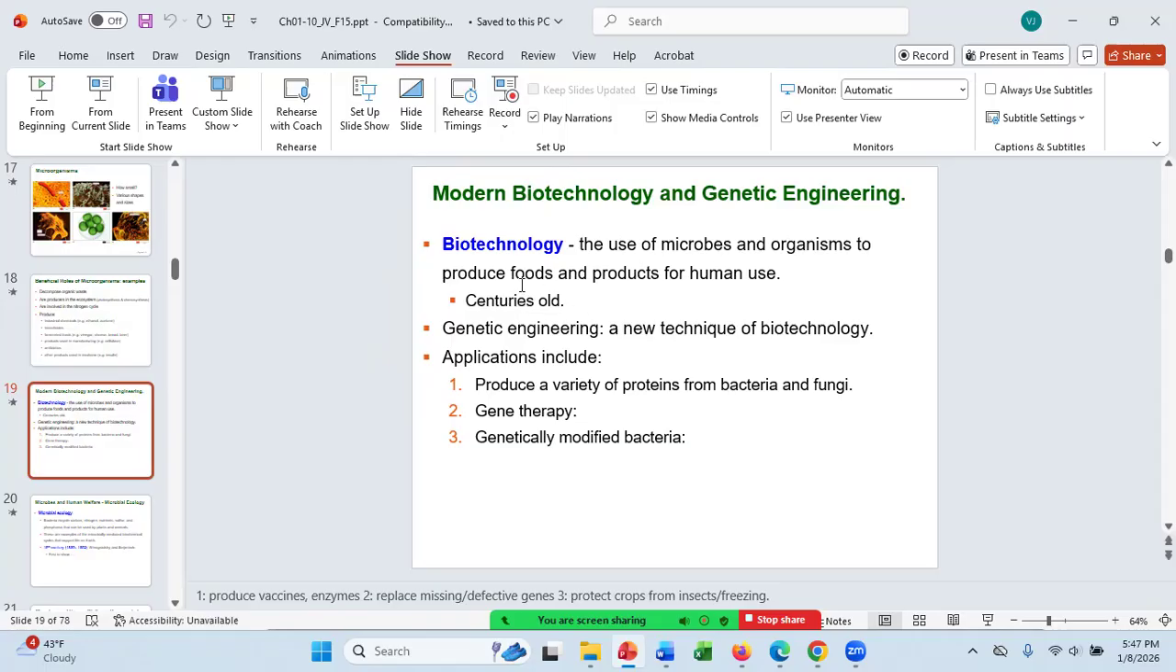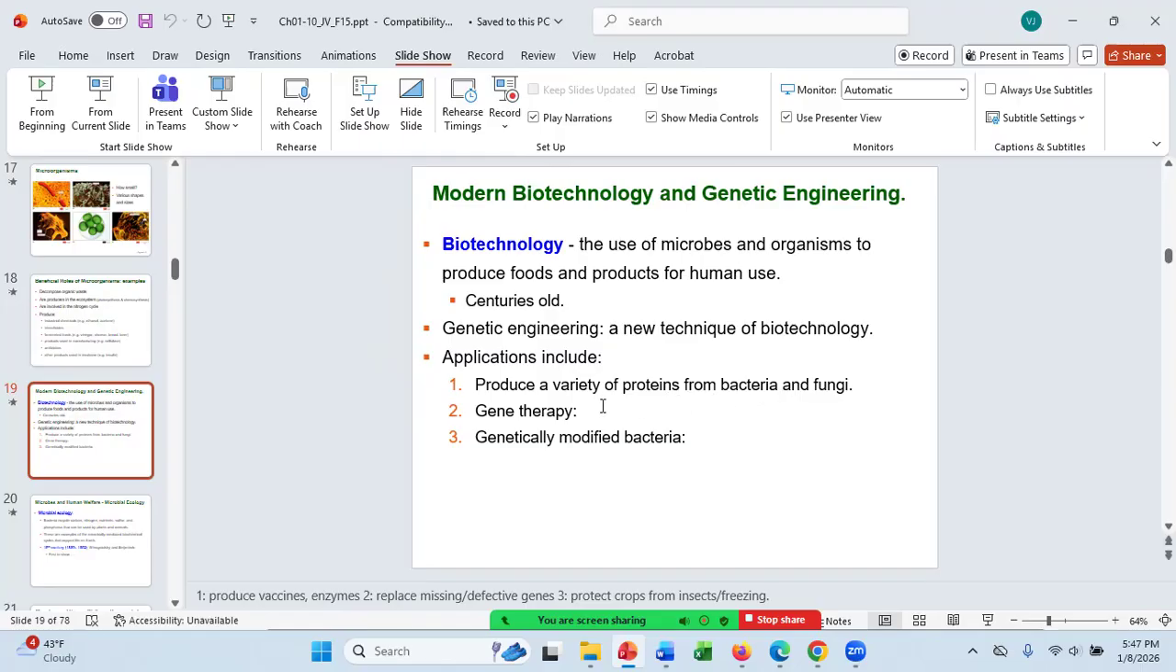Centuries old. Most people think of biotechnology as genetic engineering, a new technique of biotechnology where you take out the genes of one organism, put it into another organism, and then grow up the gene of interest. We can use genetic engineering to make a variety of proteins from bacteria and fungi, such as making a vaccine in a bacteria or a fungi, probably a bacteria.